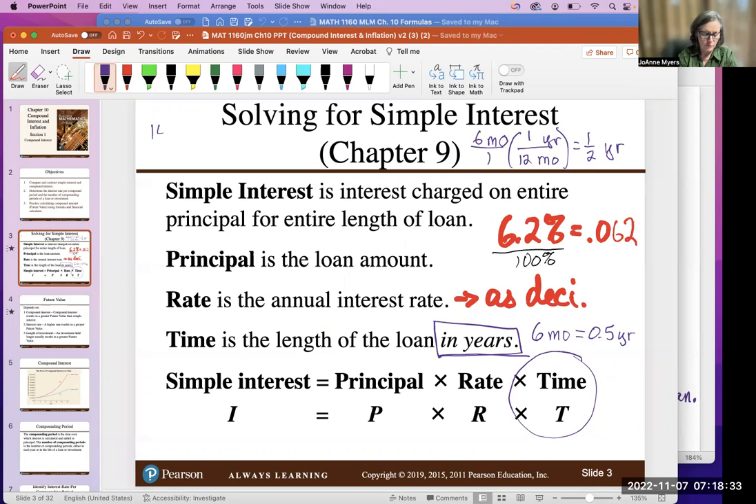If I'm given 14 days and I need to convert that to years, then I know 1 year is 365 days. So my fraction, throw it into a calculator to get your decimal. 14 days is the same thing as 14/365ths of a year. In future chapters, you'll use banking years, which is 360 days. But at this point, we're still 365 days per year.